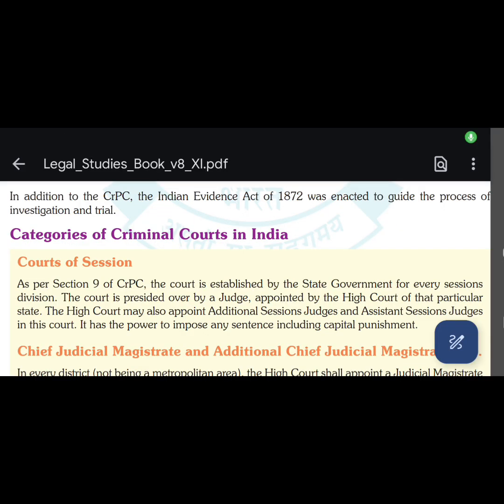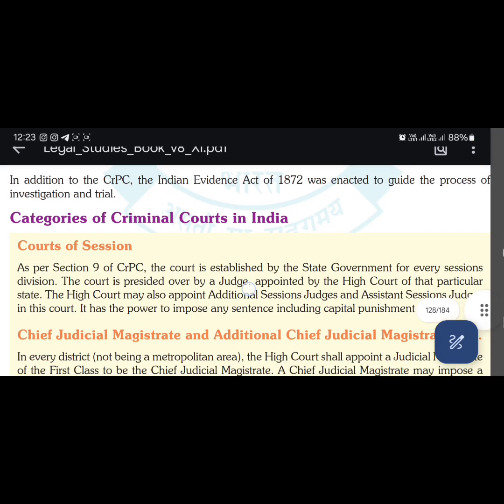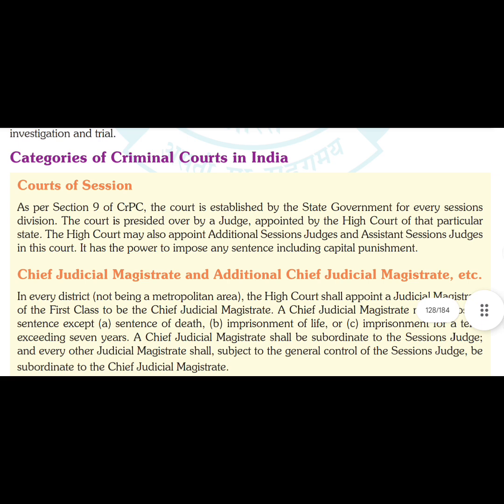Categories of criminal courts. Courts of Session. This is section 9. The court is established by the state government for various sessions divisions. The court is presided over by a judge appointed by the High Court of that particular state. The High Court may also appoint additional sessions judges and assistant sessions judges. It has the power to impose any sentence, including capital punishment.